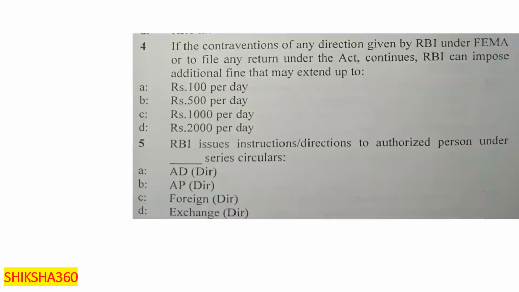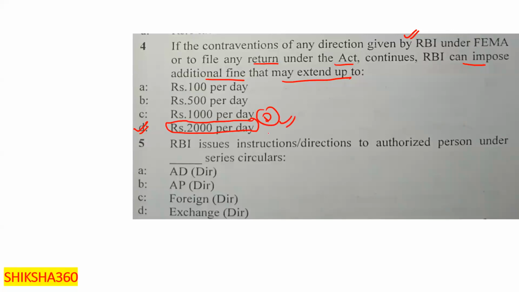Fourth question on your screen now. If there is a contravention of any direction given by the RBI under FEMA, or a failure to file any return under it, and they are defaulting continuously, the RBI can impose an additional fine that may extend up to how much? Rupees 100 per day, rupees 500 per day, rupees 1,000 per day, rupees 2,000 per day. We have already discussed that it is rupees 2,000 per day.